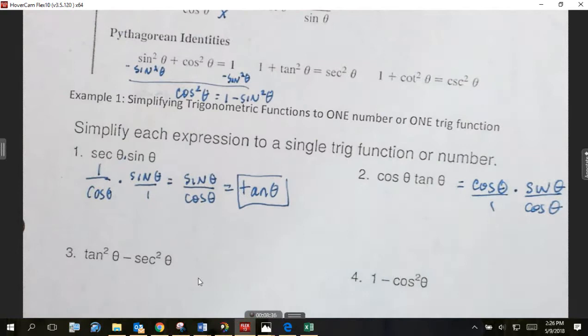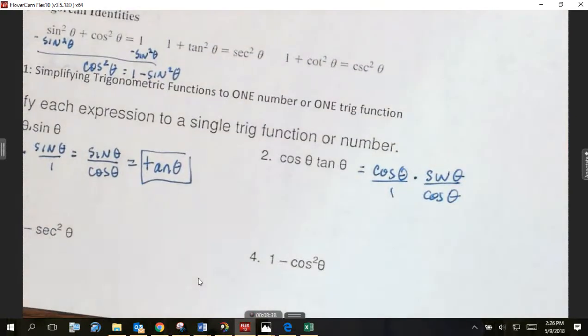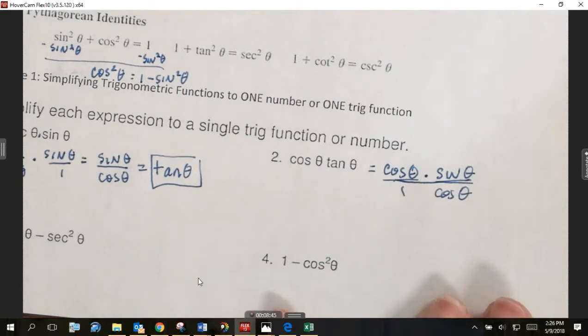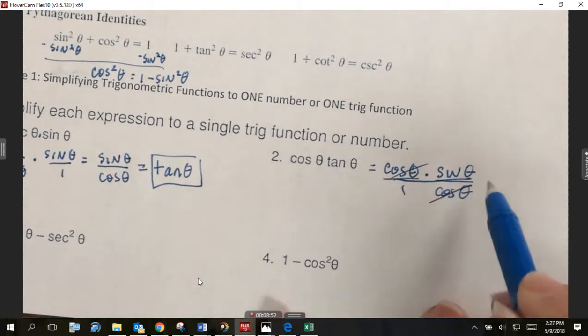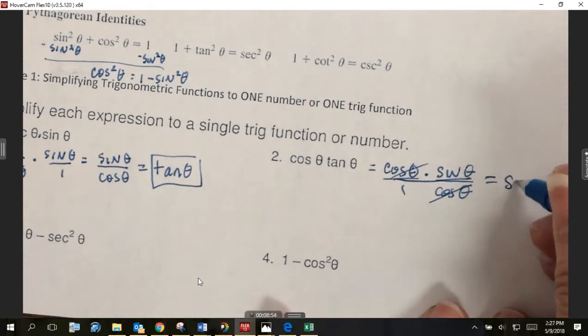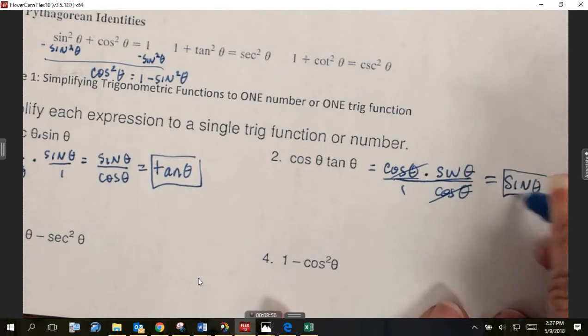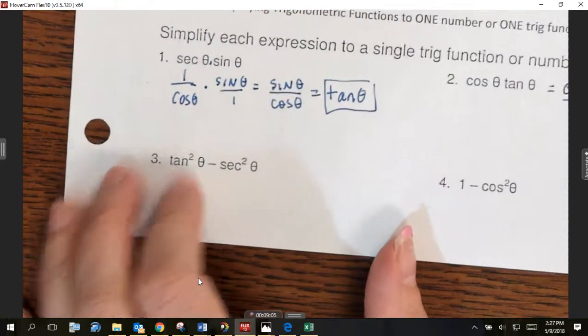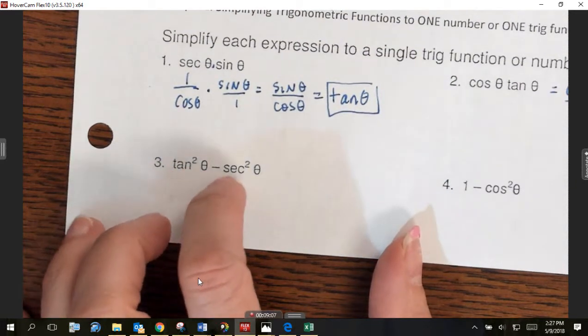And that first cosine is over 1. We multiply straight across. Here we go. I multiply straight across. Okay. What can I do now? I can cancel out cosines. And I have left over just sine theta. One trigonometric ratio. Number 3. I've got tangent squared theta minus secant squared theta.